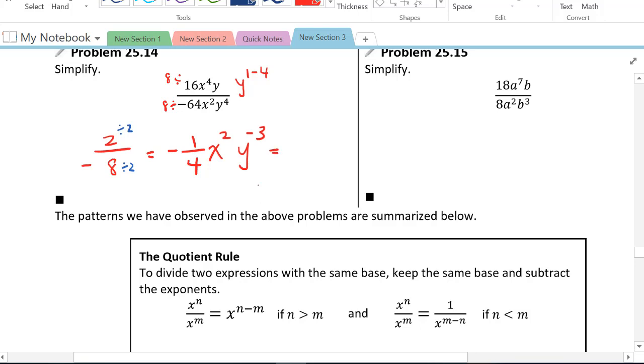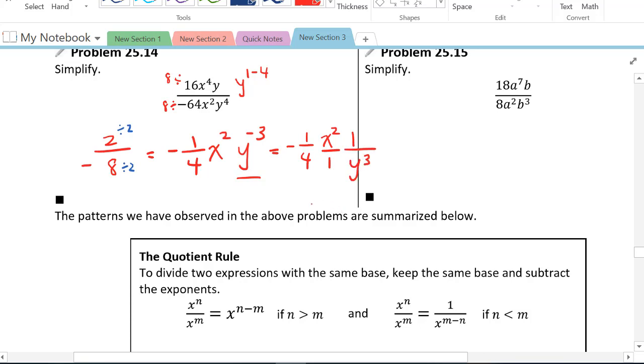Okay? So now what you want to do is change everything into a fraction. That's the easiest way to simplify these. Change everything into a fraction. So I have negative 1 over 4. I'm going to change x squared into a fraction. If you remember, I can always write x squared as x squared over 1. Now I've got to change y to the negative 3 into a fraction. How do I change y to the negative 3 into a fraction? If you remember, you put a 1 on top, right? 1 over y to the third.